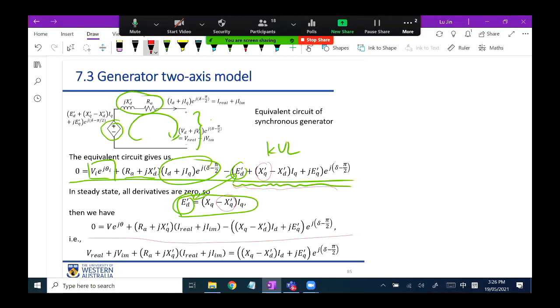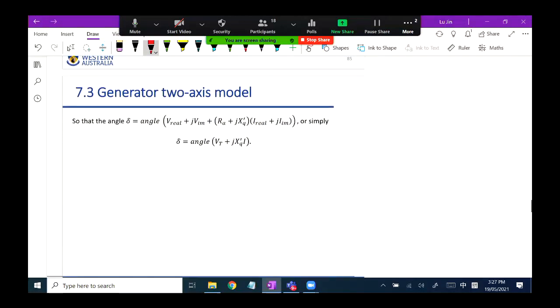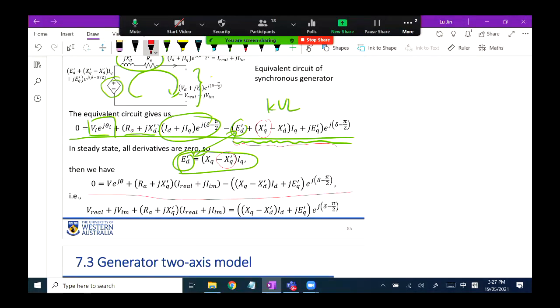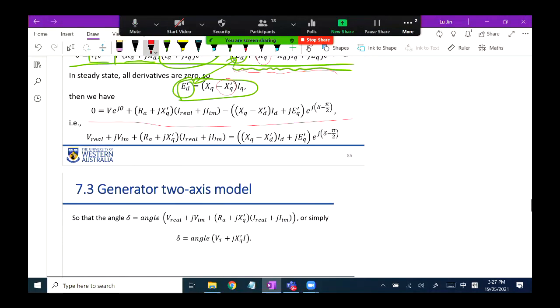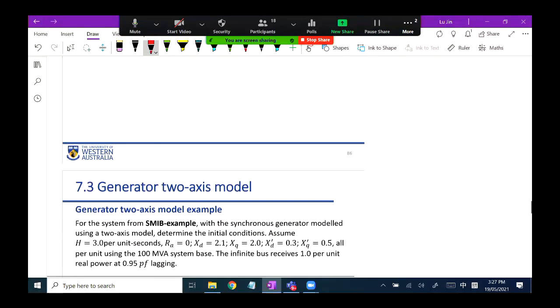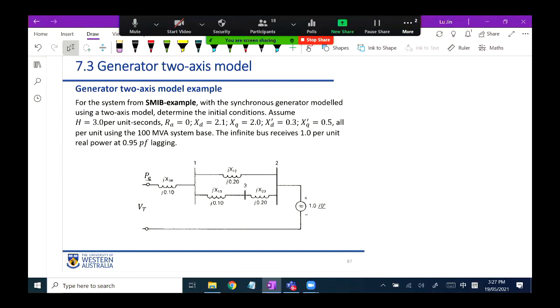Okay, so move on to the next one. After you calculate this one, you will get the E term and then the angle delta. This angle is the angle of the rotor, or in other words, the angle of the generator. It can be derived like this. I know this part is boring and you guys just got tired of this. Let's quickly see one example, okay?